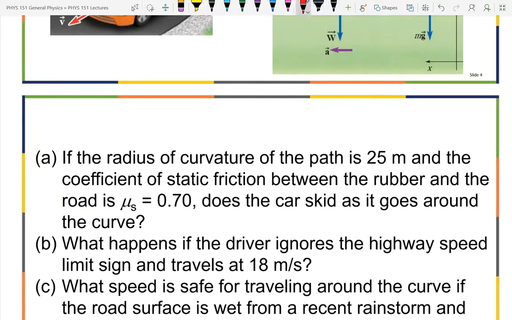If the radius of curvature of the path is 25 meters, so that's my radius, and the coefficient of static friction between rubber and the road is 0.70, does the car skid as it goes around the curve? So now I have to think about, how do I answer that question? Does it skid? How would I know if it's going to skid or not?